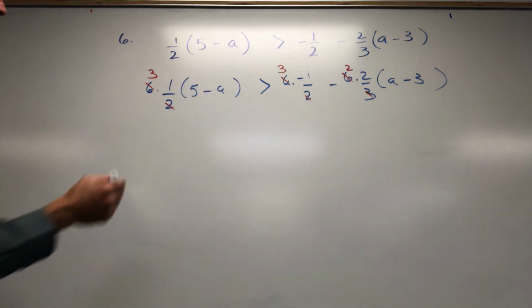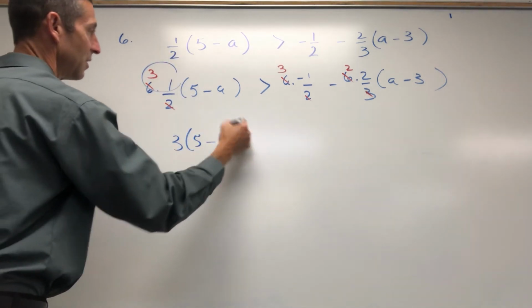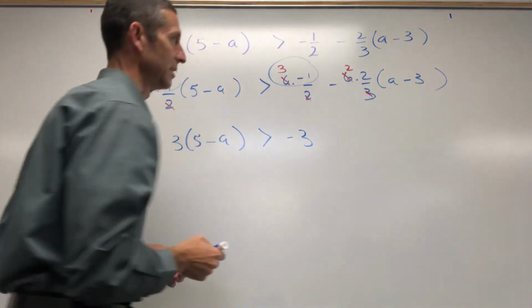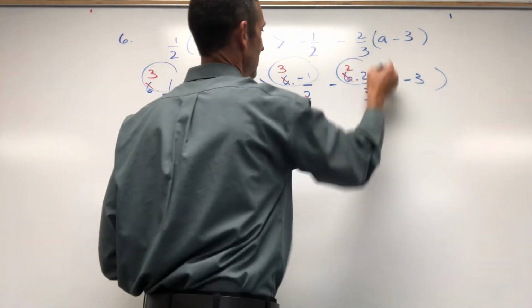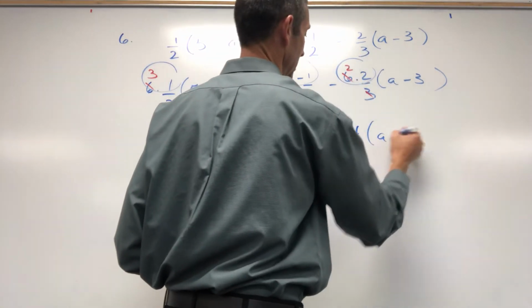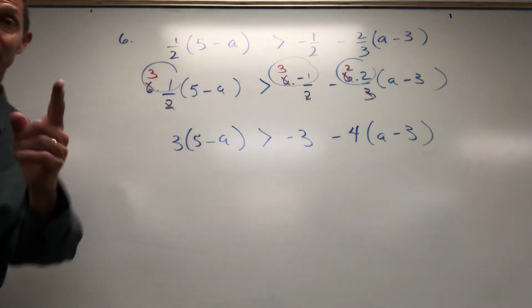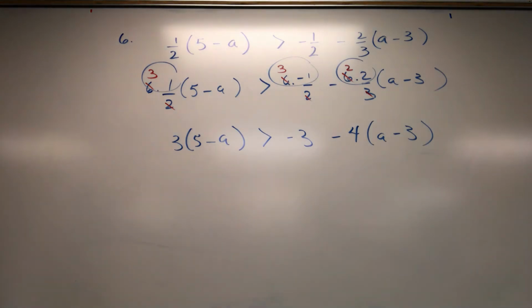So here we go. Let's see what we got here. I've got 3 times 1, that's 3. 5 minus a 3, that becomes negative 3. And then we've got 2 times 2. This right here becomes a 4, a minus 3. So you have successfully gotten rid of all fractions, which is outstanding. We are a no fraction action.